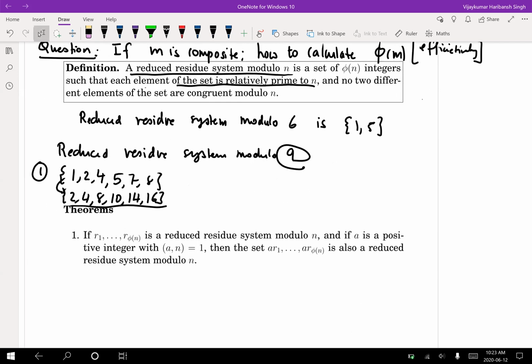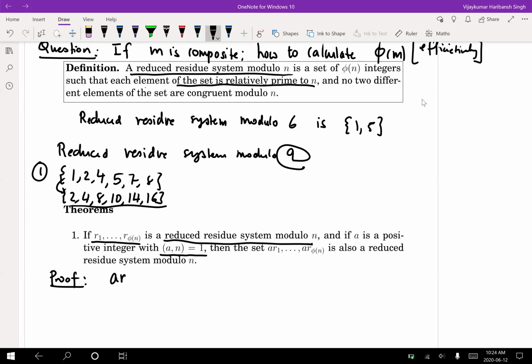So let's prove this theorem. If R1, R2, R3, ..., R phi(n) is a reduced residue system modulo n, and n is a positive integer with A and n coprime, then AR1, AR2, ..., AR phi(n) is also a reduced residue system modulo n. All right, so let's try to prove this. So proof. We are given this.